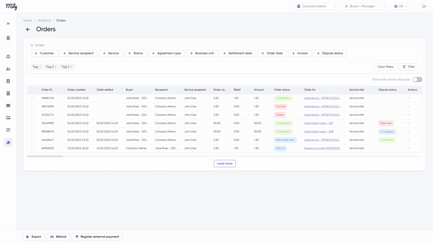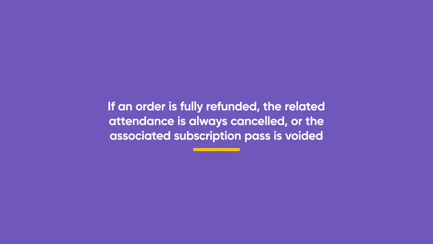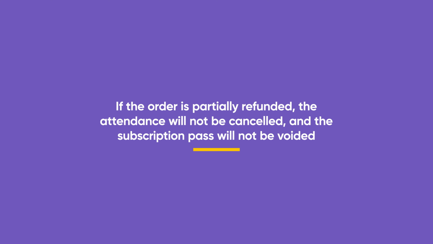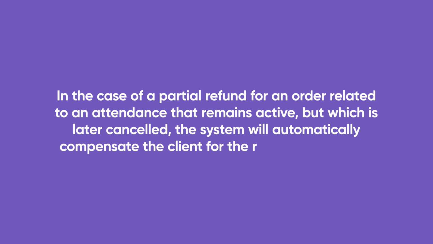But before we explain the order statuses in detail, please note an important point regarding refunds or compensations for client orders. If an order is fully refunded, the related attendance is always canceled, or the associated subscription pass is voided. If the order is partially refunded, the attendance will not be canceled, and the subscription pass will not be voided. In the case of a partial refund for an order related to an attendance that remains active, but which is later canceled, the system will automatically compensate the client for the remaining amount.